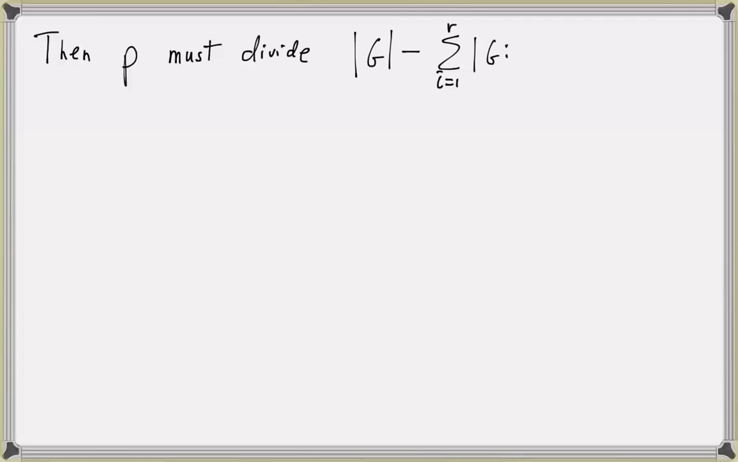So now we rewrite the class equation, and we see that P must divide the order of G minus the sum, i going from 1 to r, of the indices of the centralizers. Since P divides each one of these indices and P divides the order of the group, P divides this whole expression. But this whole expression just equals the order of the center of G. So we've just shown that P must divide the order of the center of G.